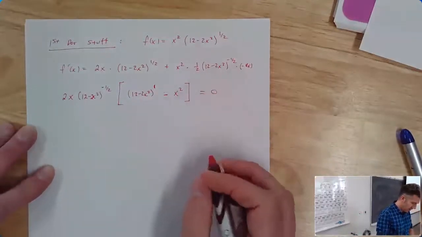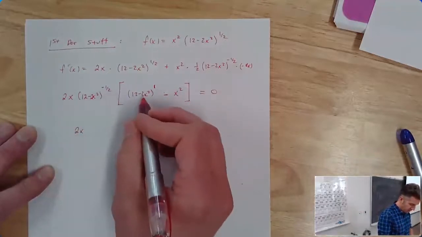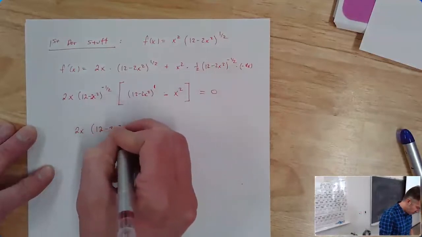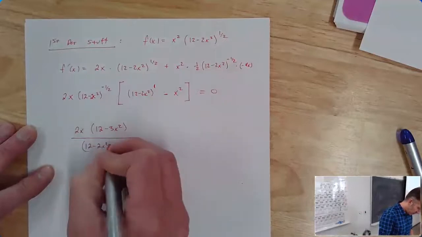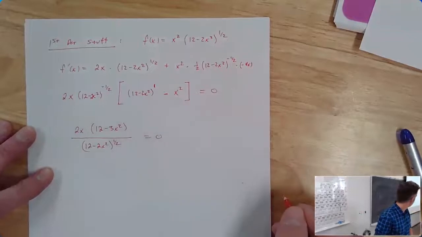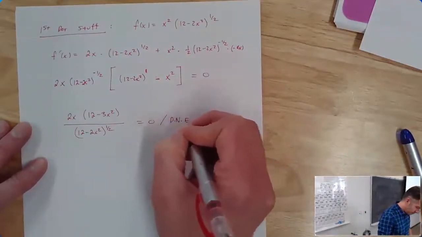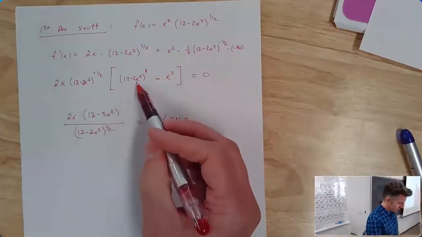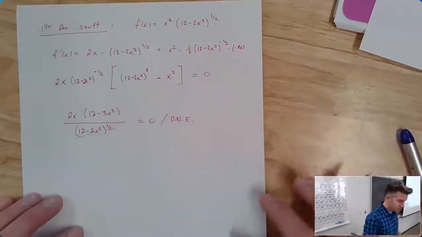I'm going to do a little more simplifying. I'm going to write this as 2x. This in here becomes 12 minus 2x squared minus x squared, which is 12 minus 3x squared. And I'm dividing by (12 minus 2x squared) to the positive 1/2. I'm saying that equal to 0, or undefined. So I have a 12 minus 2x squared minus x squared, and minus 2x squared minus x squared is minus 3x squared.